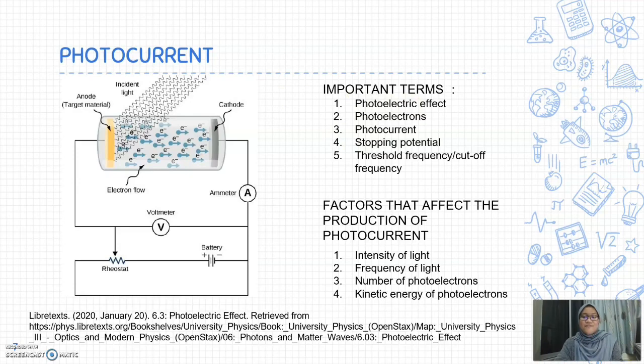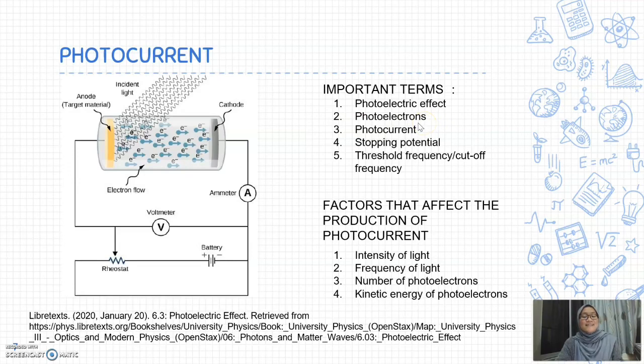Photoelectric effect is defined as a phenomenon when a metal surface is exposed to a monochromatic electromagnetic wave of sufficiently short wavelength. The incident radiation is absorbed and the exposed surface emits electrons. The emitted electrons that are produced in this process, we call them photoelectrons.